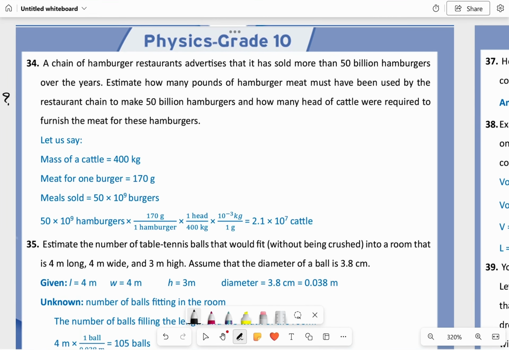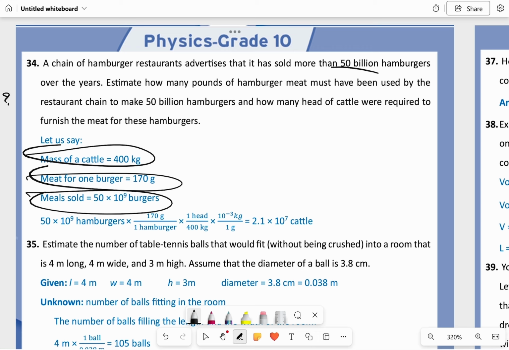A chain of hamburger restaurants advertises that it has sold more than 50 billion hamburgers over the years. Estimate how many pounds of hamburger meat must have been used by the restaurant chain to make 50 billion hamburgers, and how many head of cattle were required to furnish the meat for these hamburgers. So let's say that the mass of a cattle is equal to 400 kilograms, and the mass for one burger is equal to 170 grams. You have here 50 billion hamburgers, so you can write it like this, 50 times 10 to the power of 9 burgers.